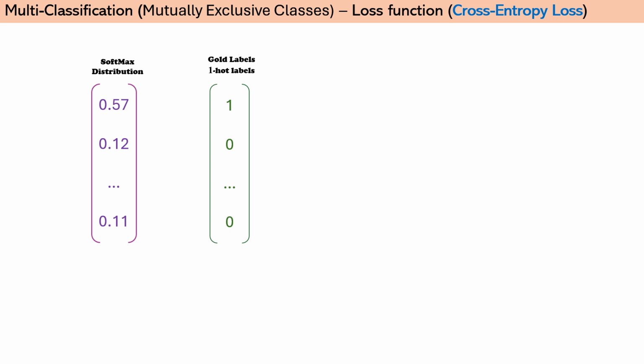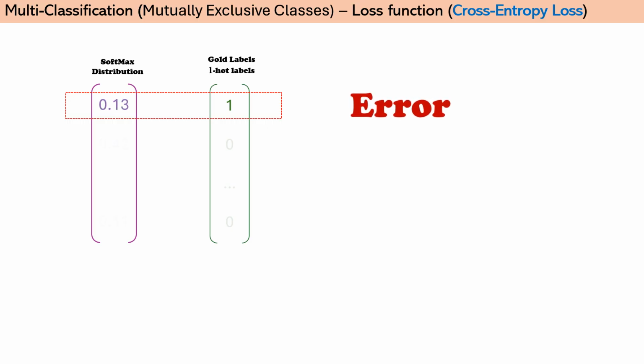Let us now focus on these two vectors, the predicted probabilities and the gold label vector. Specifically, let's concentrate on the value corresponding to the correct class. As you can see, if the predicted probability for the correct class is 0.57, it is slightly far from 1. This indicates an error. If this probability decreases further to 0.13, the error increases because the model incorrectly assigns a smaller probability to the correct class.